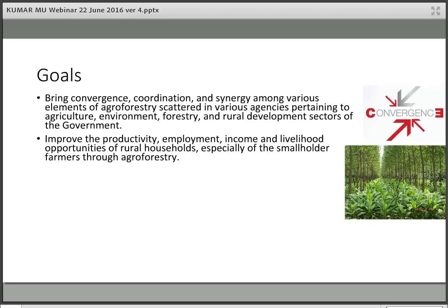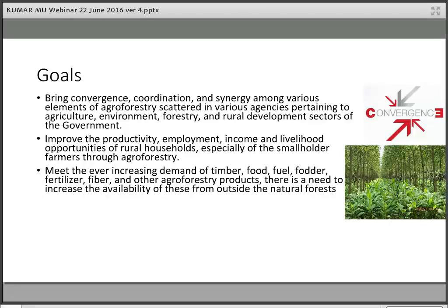Then it also aims to improve the productivity, employment, income, and livelihood opportunities of rural households, especially the smallholder farmers, through agroforestry. Then meet the ever-increasing demand for food, fuel, fodder, timber, fertilizer, and other agroforestry products, for which there is a need to increase the availability of these from outside the natural forest. So that is another major goal of the policy.